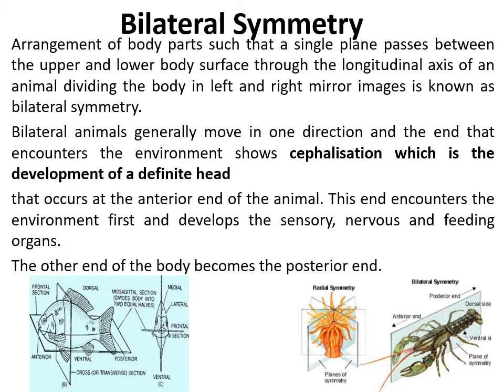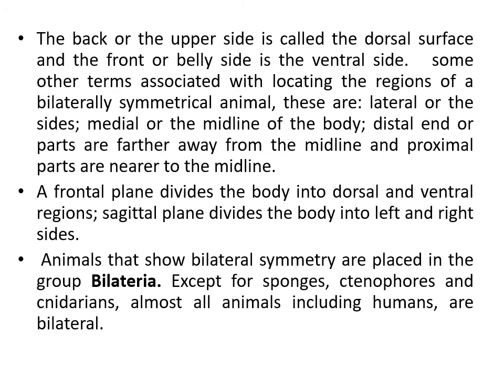Bilateral animals generally move in one direction, and the end that encounters the environment shows cephalization. The anterior end shows cephalization, which is the development of a definite head. This end encounters the environment first and develops the sensory, nervous and feeding organs. The other end becomes the posterior end. The back or upper side is called the dorsal surface, and the front or belly side is the ventral side.